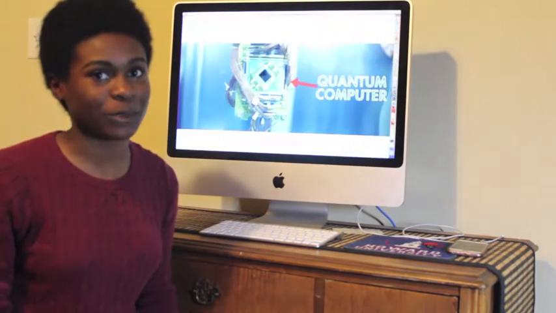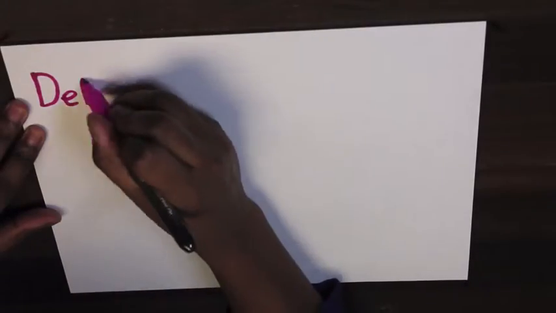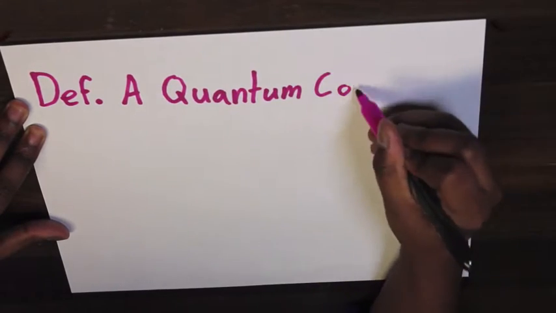Hi, my name's Cameron King, and I want to talk about computers. But not just any computer, I'm talking about quantum computers. So, what is a quantum computer?